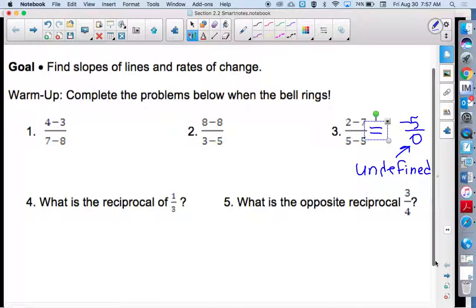The other two problems talk about using the reciprocal. Number 4 says, what is the reciprocal of 1/3? Ava, what is the reciprocal of 1/3? 3. You flip to find the reciprocal. So flip it, you get the reciprocal. Ava, number 5 says the opposite reciprocal. What's that mean? I did -4 over 3. Yeah, -4 over 3. Thanks. So you flip it, and opposite means the opposite sign.